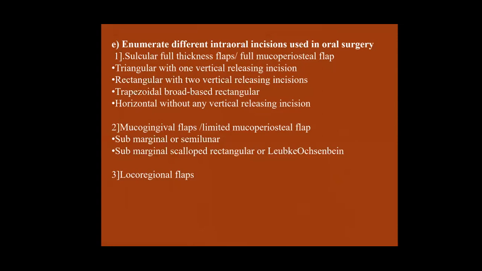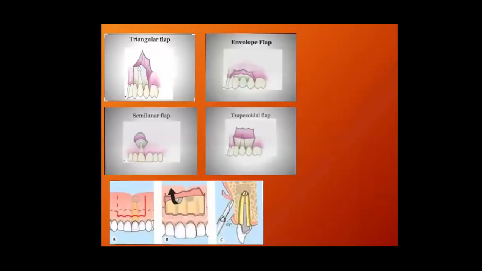The mucogingival flaps contain submarginal or semilunar, and submarginal scalloped rectangular or Leonard Luebke flap. Then the third is the locoregional flap. These are the above mentioned flaps: the triangular flap, the envelope flap, the semilunar flap, the trapezoidal flap, and the last one is the Leonard Luebke flap.